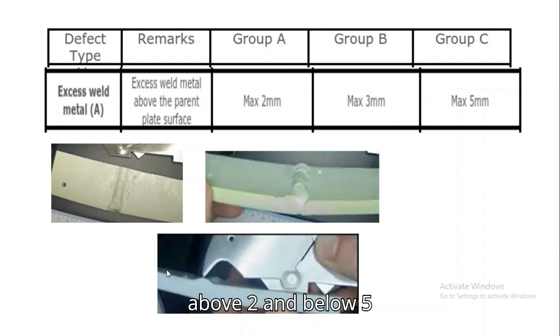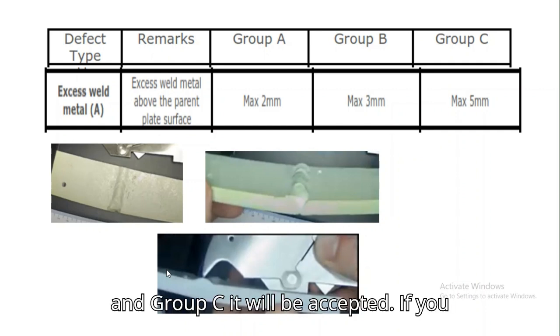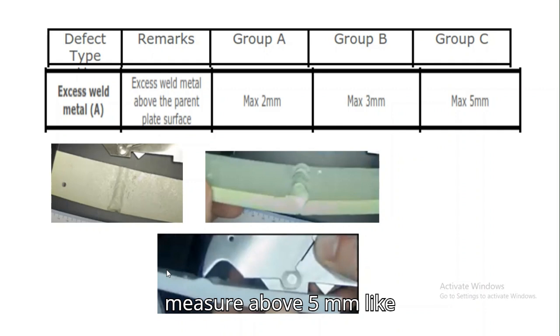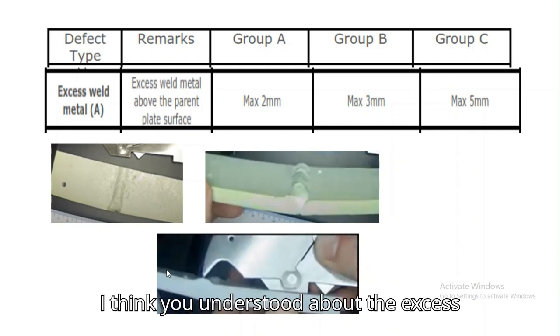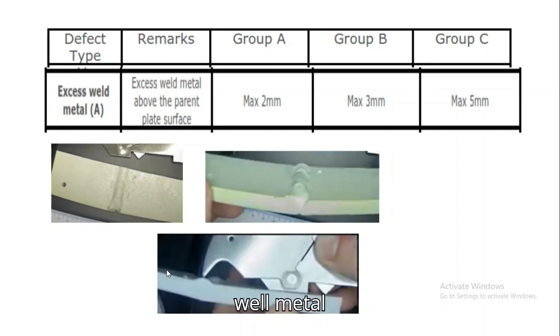If it's above 2 and below 5, directly go and reject in group A, and in group C it will be accepted. If you measure above 5 mm, like 6.5, directly reject in group A and group C. Directly put reject. Okay. I think you understood about the excess weld metal.